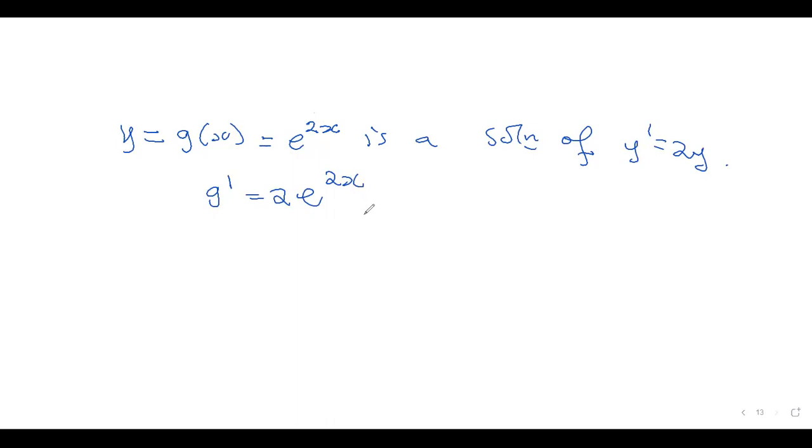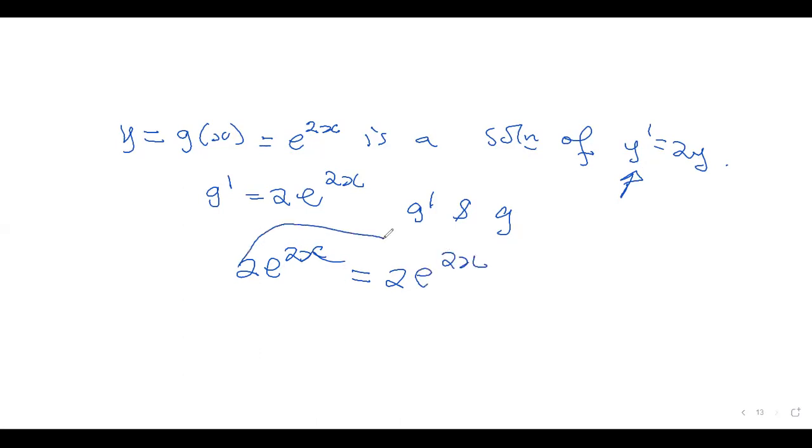And when we substitute g bar and g, what is going to happen? We're going to see that g bar, which is 2e power 2x, inserted here, is going to be equal to 2y, which is 2e power 2x. And you see the two are equal.